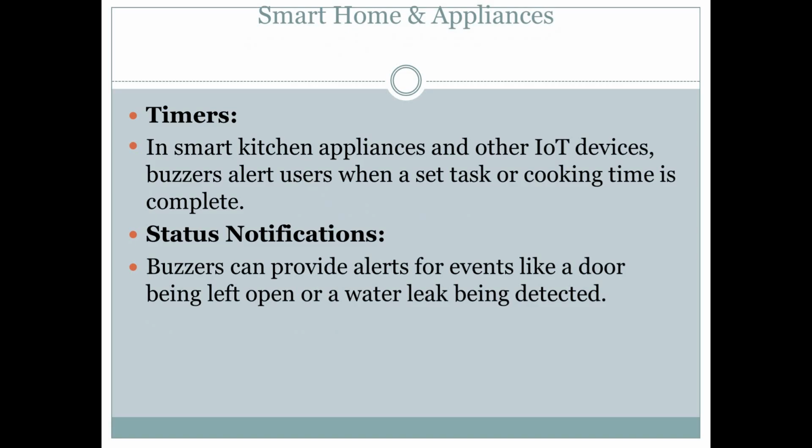Next, smart home appliances. In smart home appliances, IoT applications mostly use buzzers for timers and status notifications. In smart kitchen appliances or other IoT devices, buzzers alert the user when a set task or cooking time is complete. It creates the buzzer sound to notify the user. For status notification, buzzers can provide alerts for events like a door being left open, water leaking, or cooking time being over.